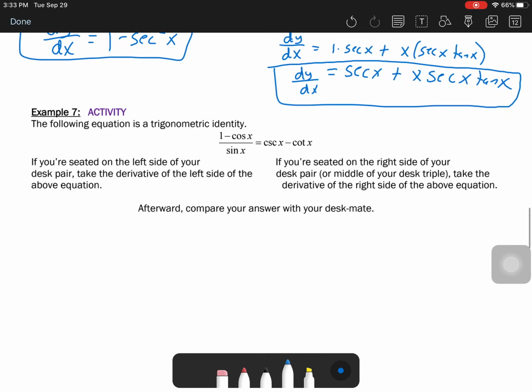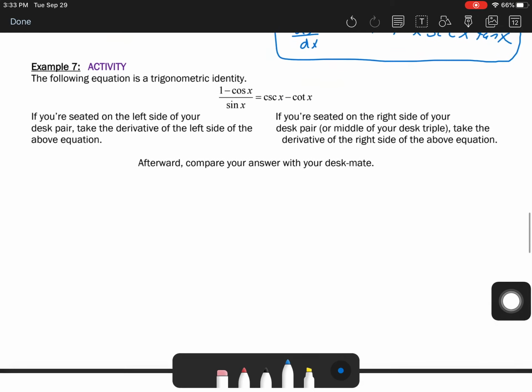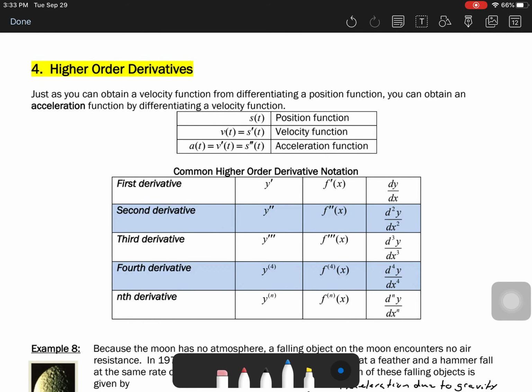Activity, example 7 has this activity. I'm not necessarily going to go through that one. Basically they're saying this is a trigonometric identity. If we were to do the derivative of each side, we can simplify and get the same value. I don't think I'm going to spend time with that one. Let's take a look here at the higher order derivatives.